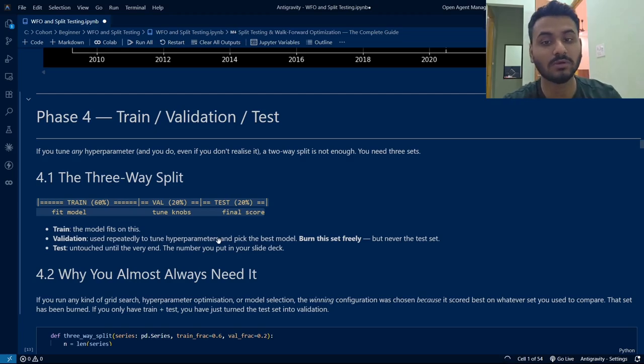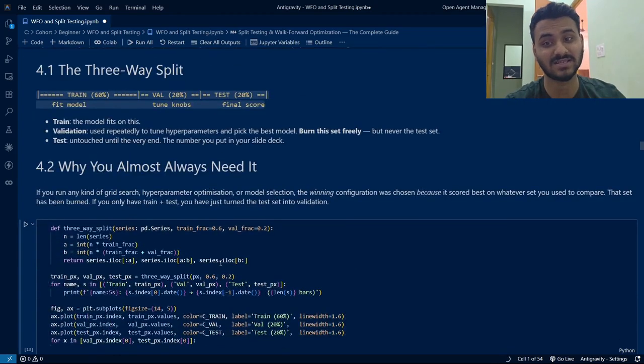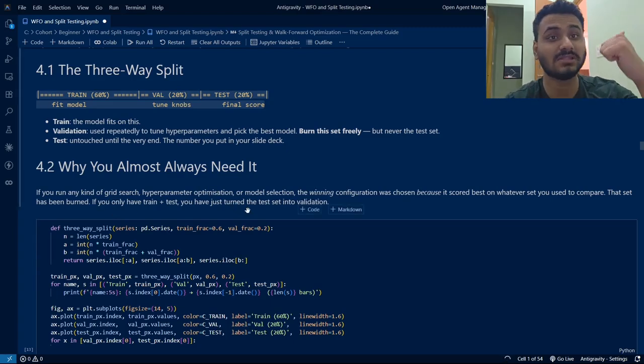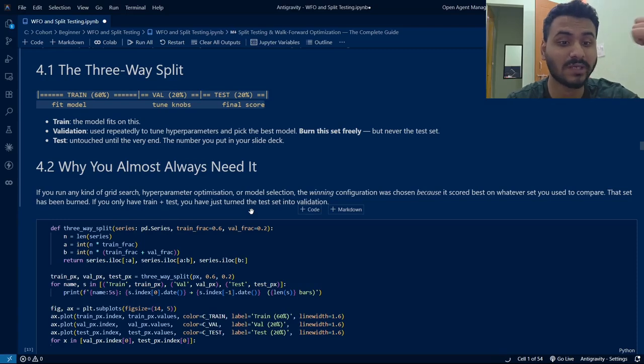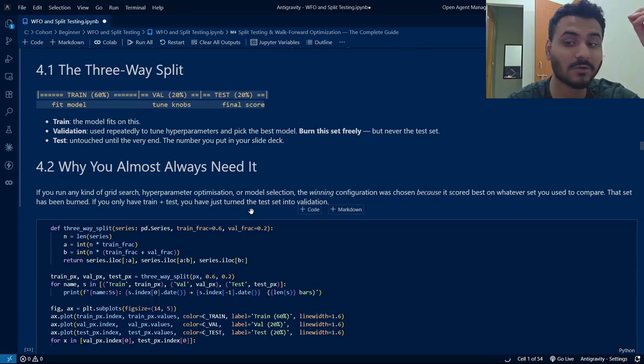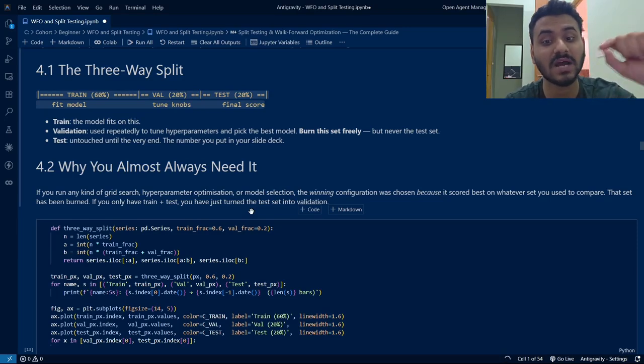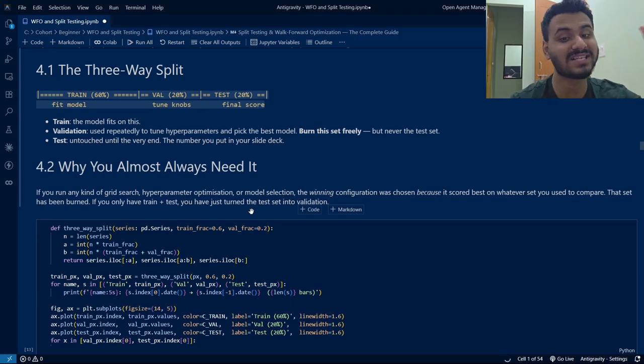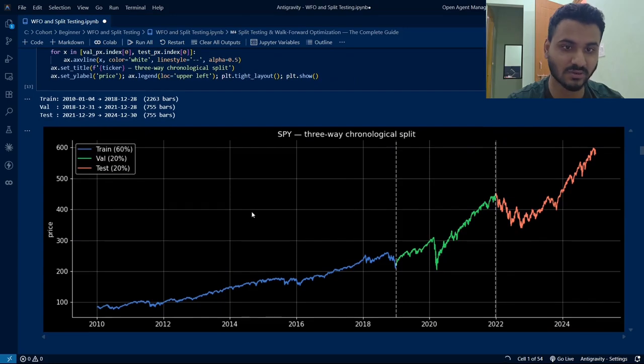Now, why do you almost always need this? If you run any kind of grid search or hyperparameter optimization, it is very easy to overfit. The winning configuration was chosen because it scored best on whatever set you compared it to. That set has been burned. If you only have train and test, you have just turned the test set into a validation set. As you can see, the chronological split for this: train, validate, and then test.